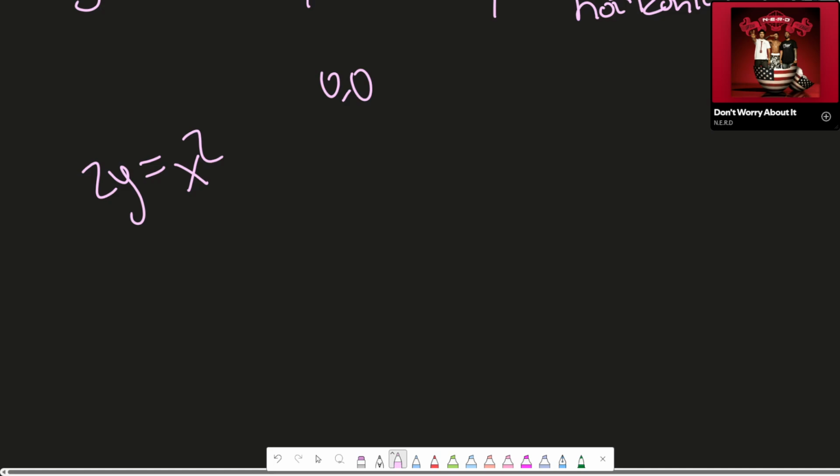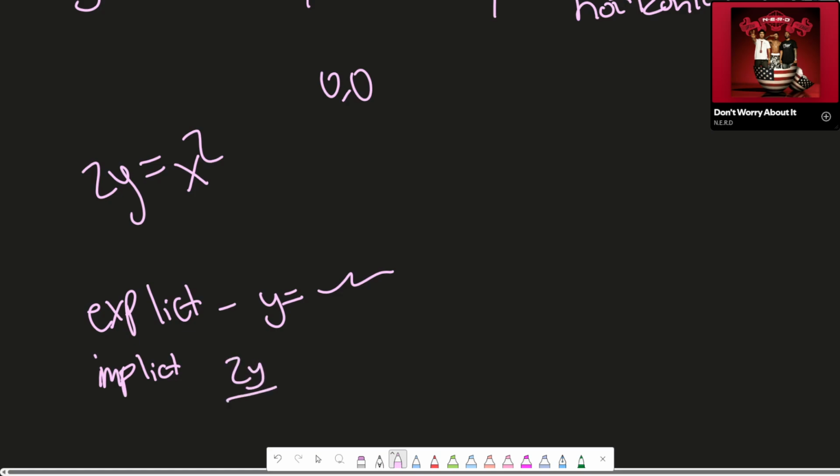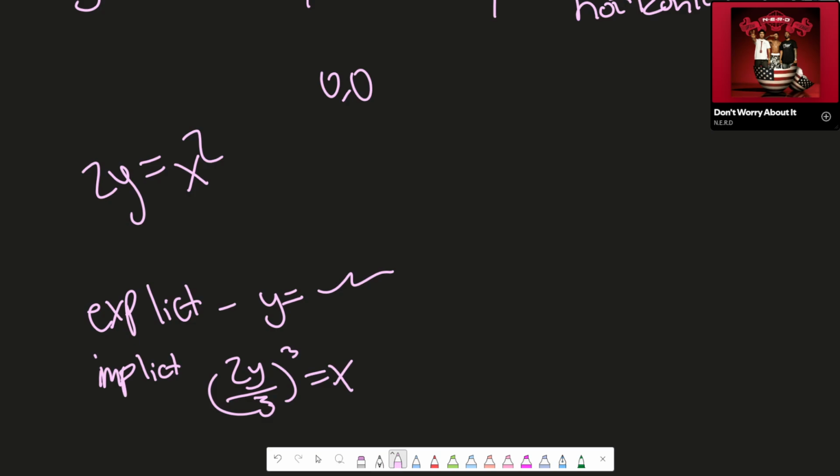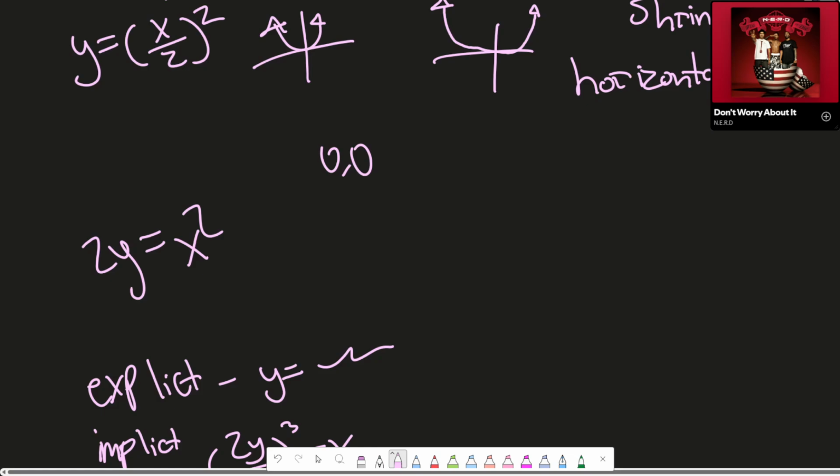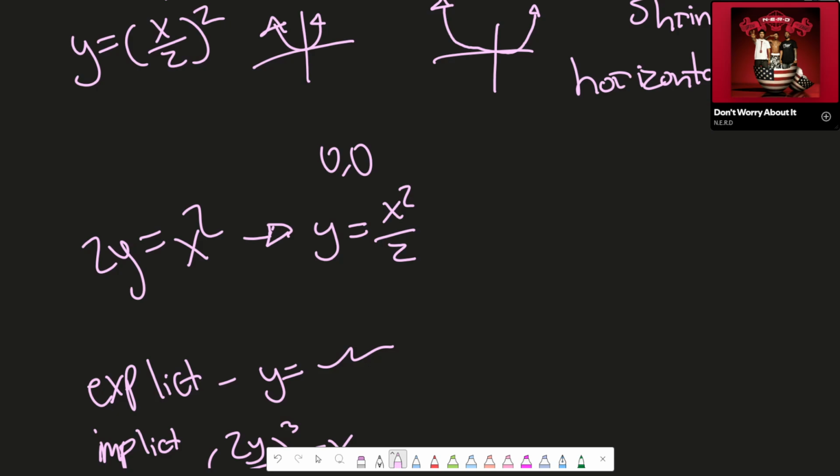And then here, if we were to make the function explicit, by the way, if I have not mentioned this in the past, explicit is simply just y equals, and then you'll have whatever here. And then implicit is when we might have y and other stuff on one side. So like 2y over 3, all cubed, equals x. This is implicit since y isn't alone. But let's continue. If we have something like 2y equals x squared, when we make it explicit, you'll get y equals x squared over 2.